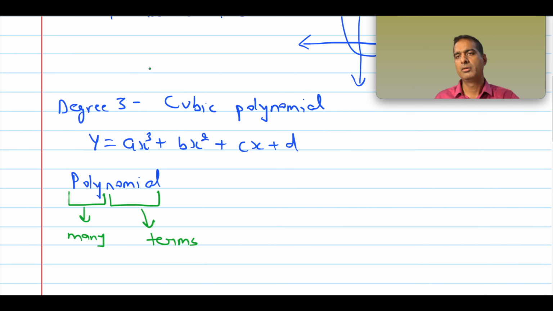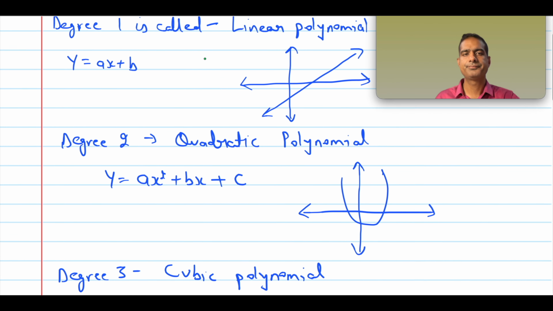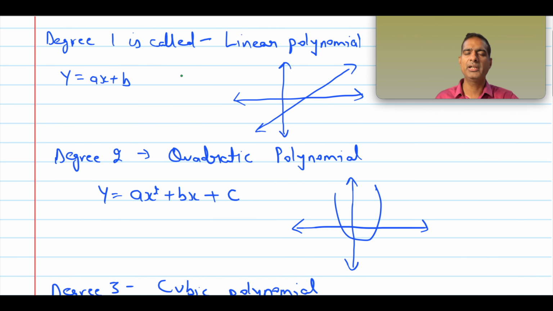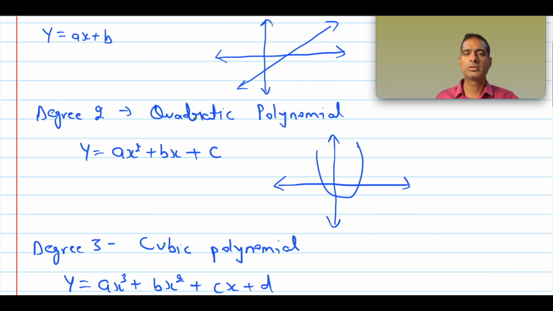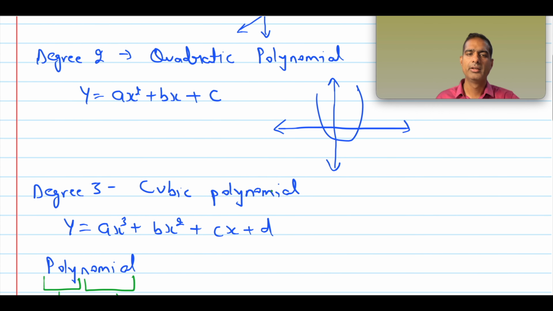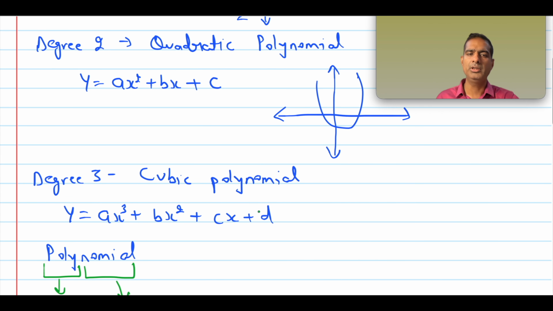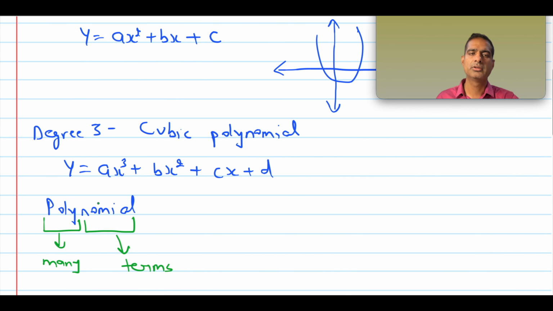So a polynomial of degree 1, we call it a linear polynomial. And why do we call it a linear polynomial? Because it represents a straight line. A polynomial of degree 2 is called a quadratic polynomial, and its basic form is y is equal to ax square plus bx plus c, and its shape is a parabola. Degree 3 is a cubic polynomial, and the general name for any degree expression is polynomial.